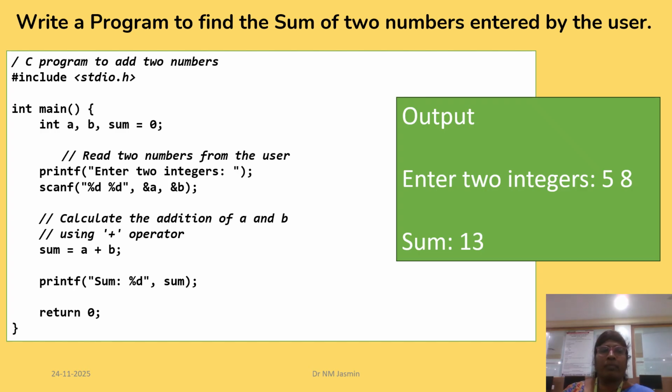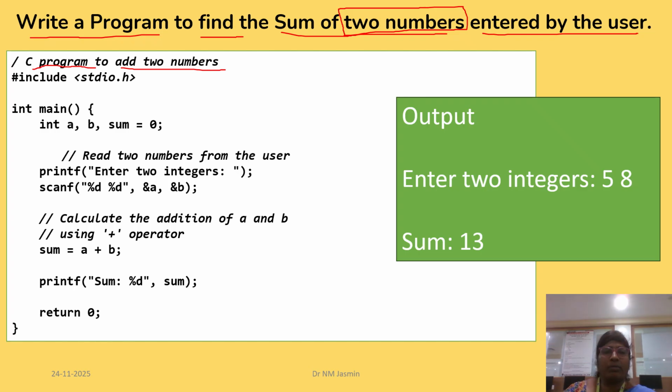Next, third program. Write a program to find the sum of two numbers entered by the user. The input that I have given here is nothing but two numbers. Remember this carefully, two numbers. So simply, as a comment I have written: C program to add two numbers, any two numbers. For that, start your C program with a header file for the input output functions. Next, come to the main function to start the execution.